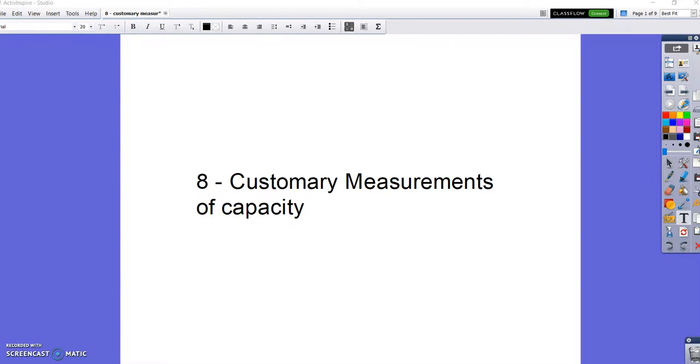Hey, fourth grade. Gonna talk about customary measurements of capacity today. So please make this the title of your next free page in your math notebook. After you've done that, close it up. Give me lots of concentration. I promise we'll get back to everything I show you before on We Do, and you'll have a chance to write it down.